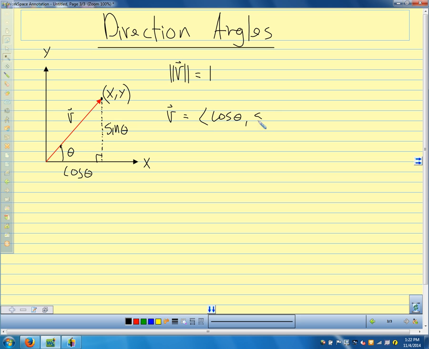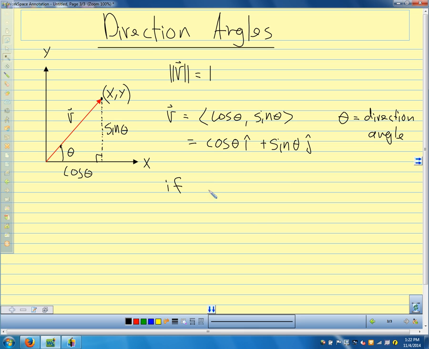So if magnitude v equals 1, we can say that v equals cosine theta, sine theta. And that's the same as writing cosine theta i hat plus sine theta j hat. So if we have a unit vector in standard position, and we know this angle that we call the direction angle, theta is the direction angle. If we know that direction angle, then we can write the component form, or we can write it as a linear combination of our standard unit vectors.